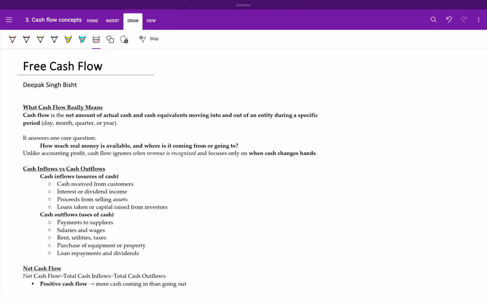Hi everyone, good morning. Today we are going to start one of the most important concepts in finance, which is cash flows. So many businesses actually fail not because they are unprofitable, but because they run out of cash. Therefore, understanding cash flow is very critical for students, managers, entrepreneurs, or investors. So let's understand what cash flow means.